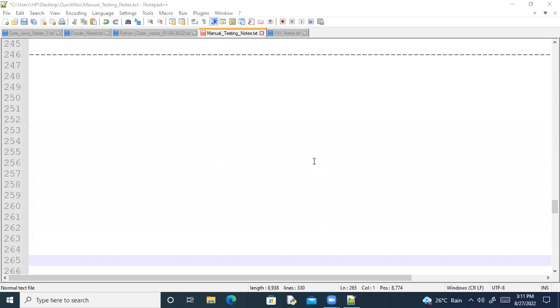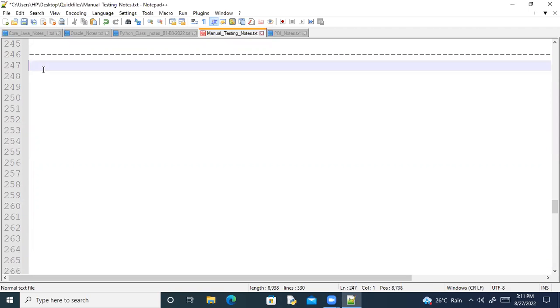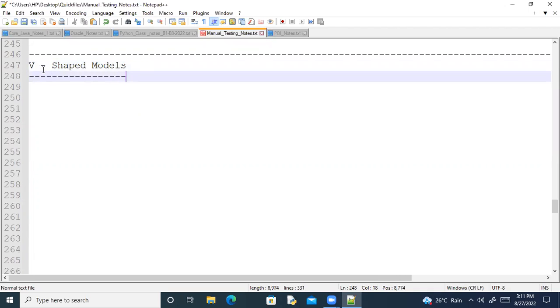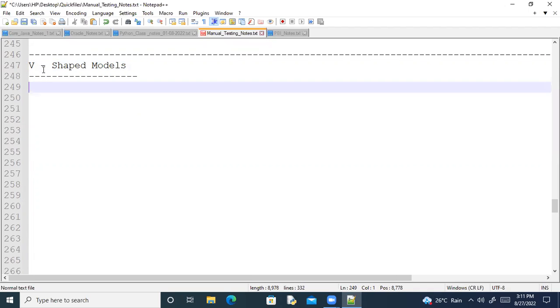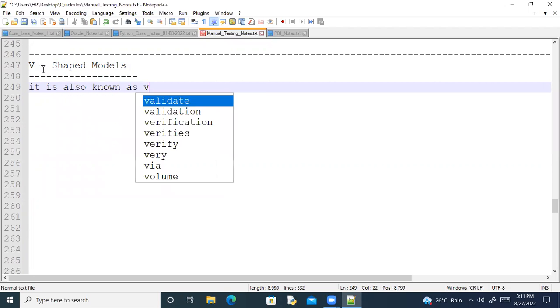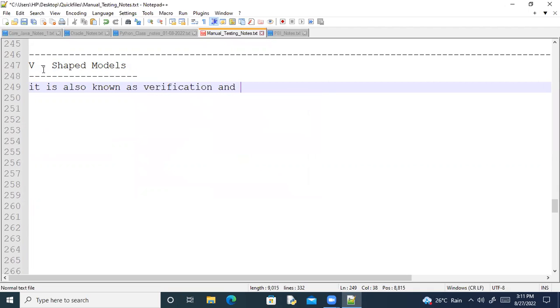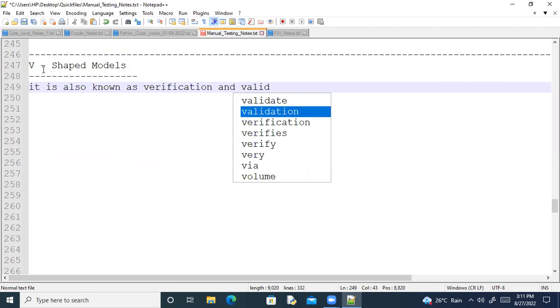In the last session, we have discussed verification and validation. Now, the next model is the V-shaped model. This model is also called the verification and validation model.